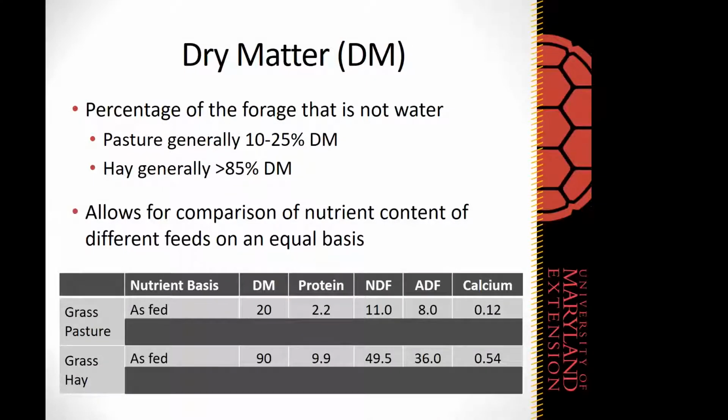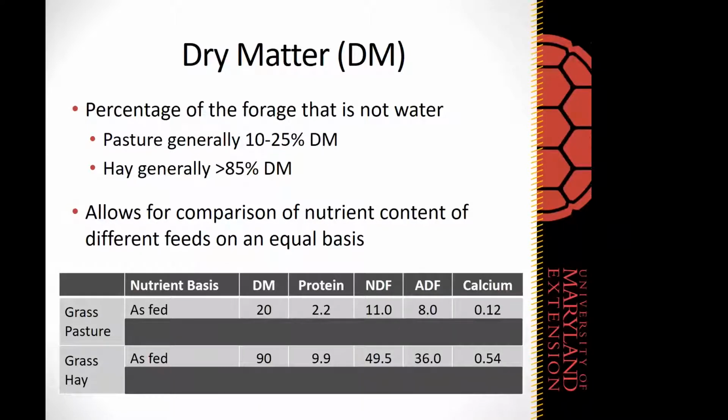So looking at everything on a dry matter basis allows us to compare our different feeds on a very equal basis. So here you can see in the top row, we have pasture as fed. So those are the nutrient values for that pasture. And in the bottom, we have grass hay, also as fed. And you can see the difference there in the dry matter, the protein, and the other fiber values.